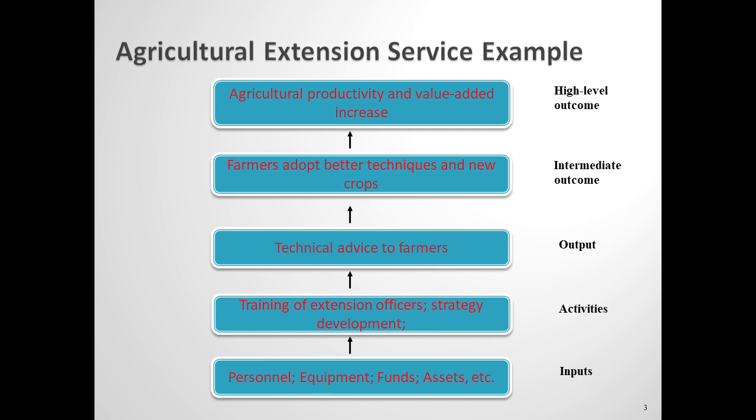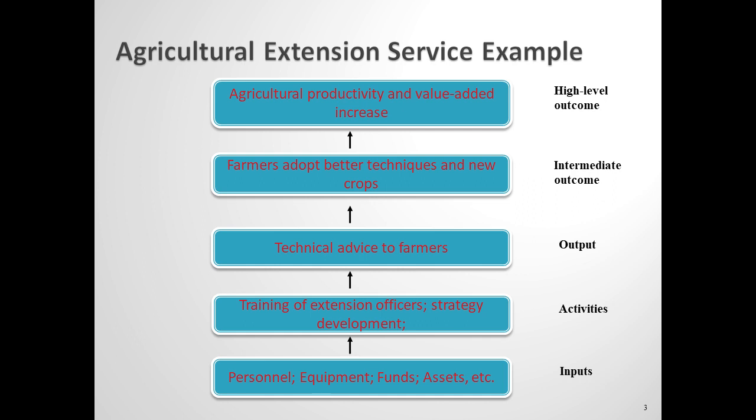Well, it's the technical advice itself which is the output in this case, whether it's in the form of agriculture ministry technical officers going out and meeting with individual farmers to give them advice, or whether that advice is given in meetings to groups of farmers or possibly in other forms. The inputs that are used in this process are, of course, the personnel, the equipment, including the cars that they use, the funds, the assets, and so on and so forth.